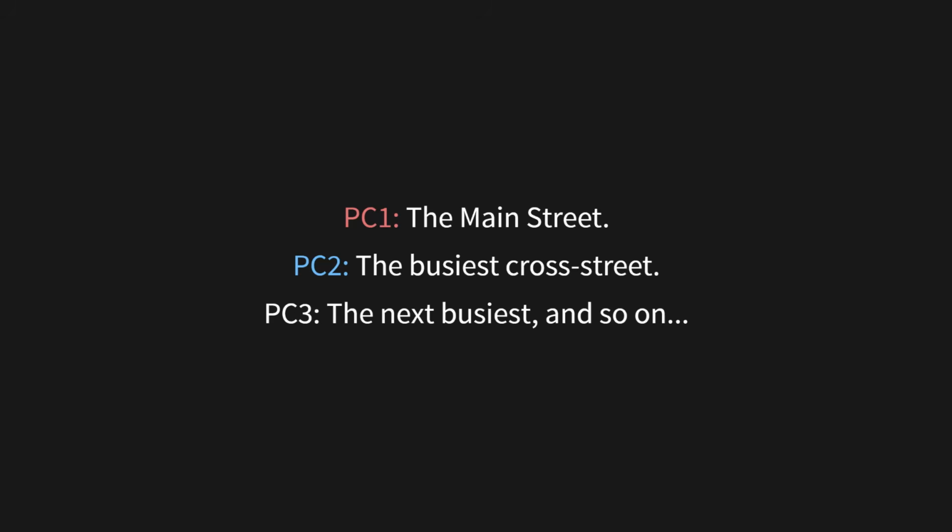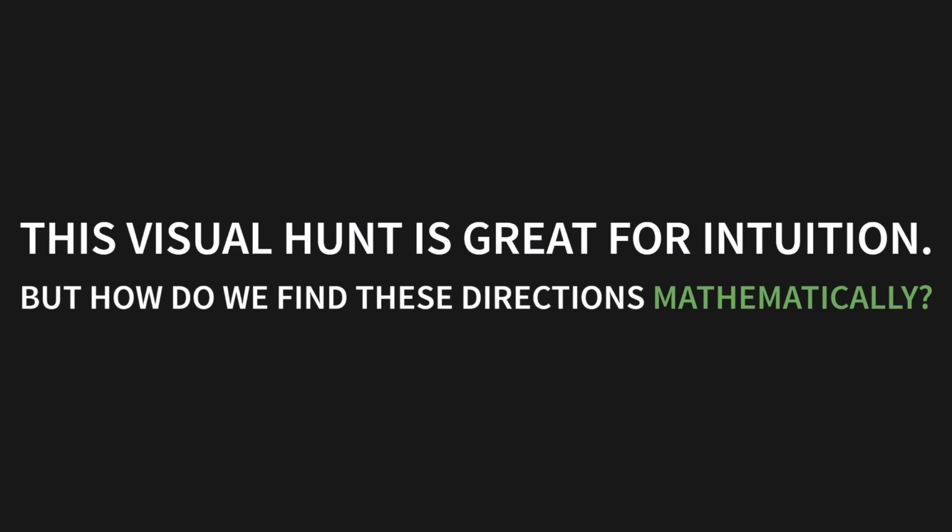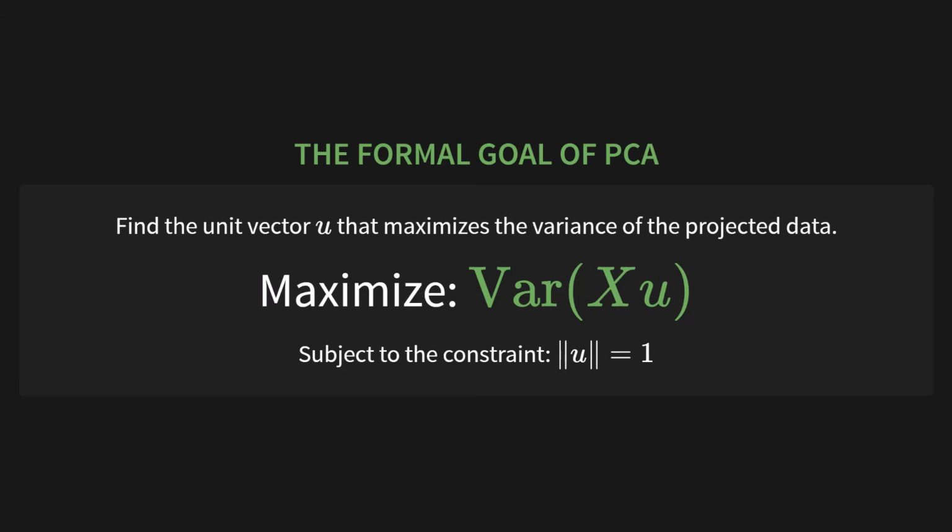This visual hunt is great for intuition. It really is. But how do we find these directions mathematically? We can't just eyeball a 100-dimensional data set. We need to formalize the goal of PCA. We need to find the unit vector, which we'll call U, that maximizes the variance of the projected data. So here it is in this formula. We want to maximize the variance of x times U, subject to the constraint that the norm of U equals 1. In other words, U has to be a unit vector.